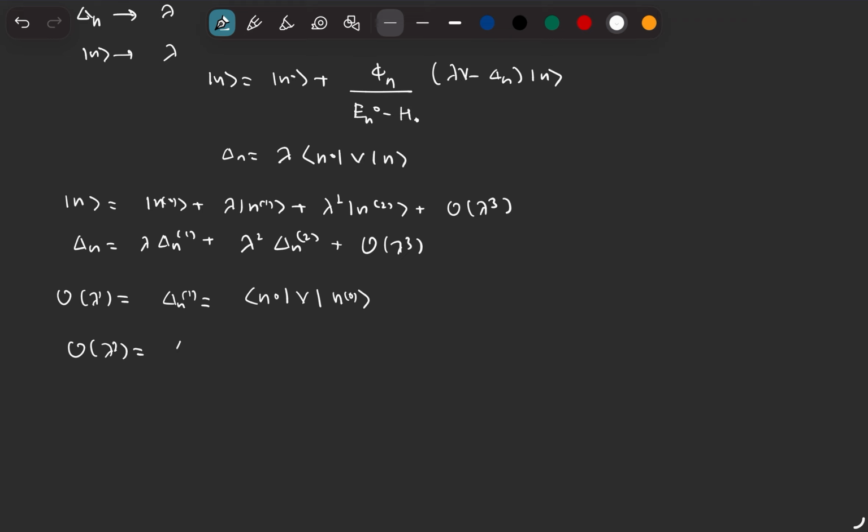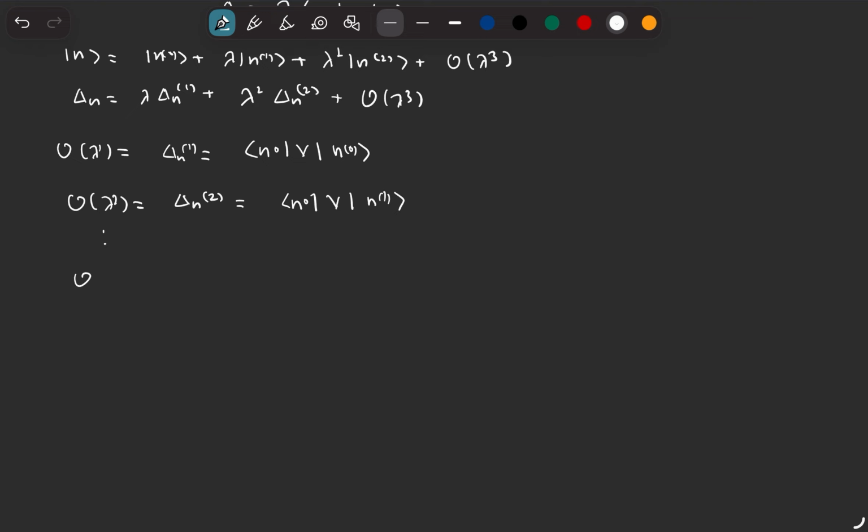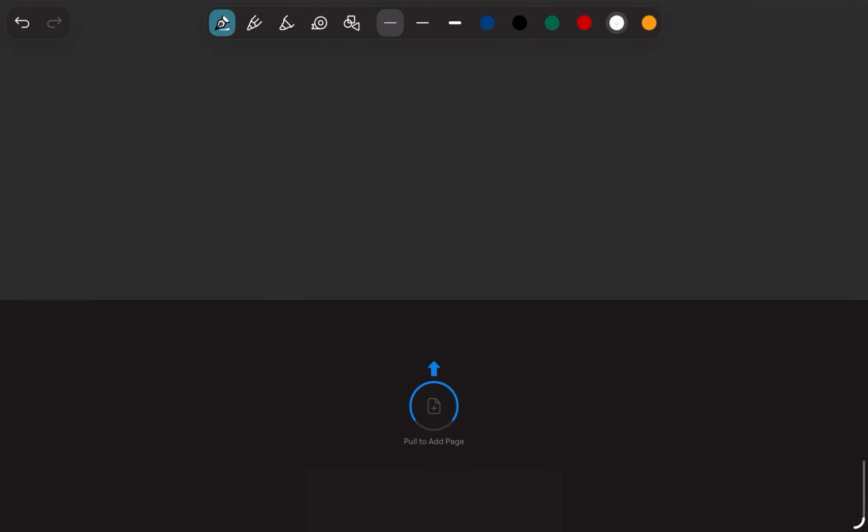Lambda 2 is... and similarly, if you have order of lambda n, so that will be delta n to capital N, that will be n0 V n n minus 1. So quite simple, isn't it? Okay, great. So this is all done here.